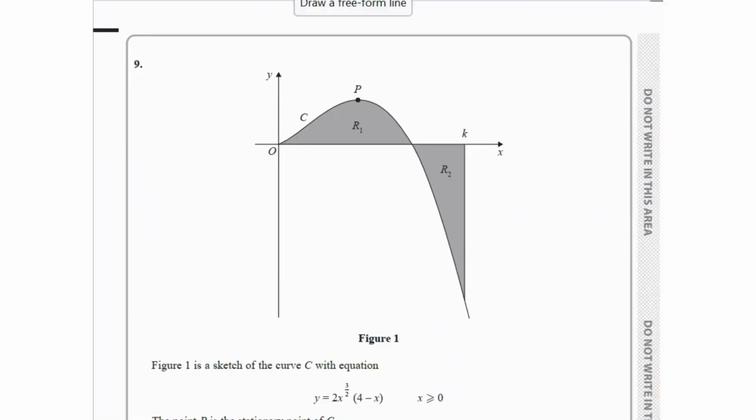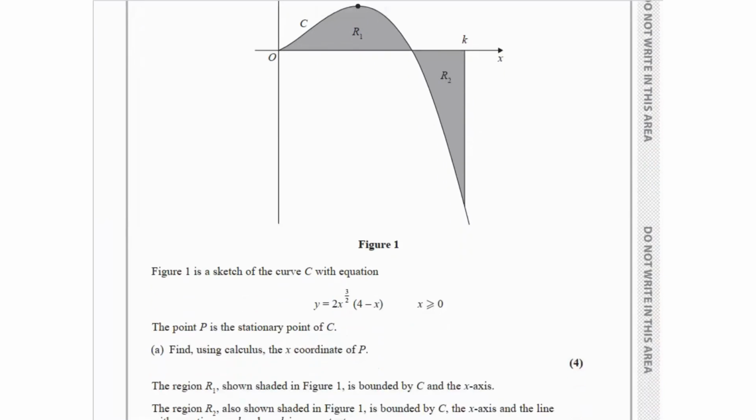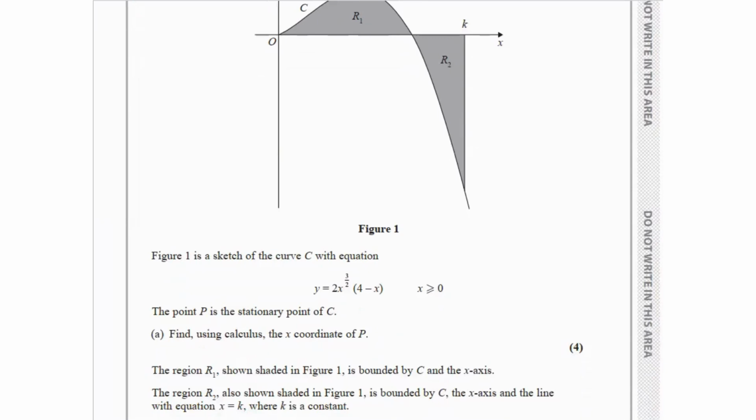Then it says figure 1 is a sketch of the curve C with equation y equals 2x to the power of 3 over 2 times 4 minus x, where x is greater than or equal to 0. The point P is the stationary point of C. Find using calculus the x coordinate of P. So to find the x coordinate of P, we know that P is the stationary point on C, which means we differentiate the curve, put it equal to 0, and then find the x coordinate for P.